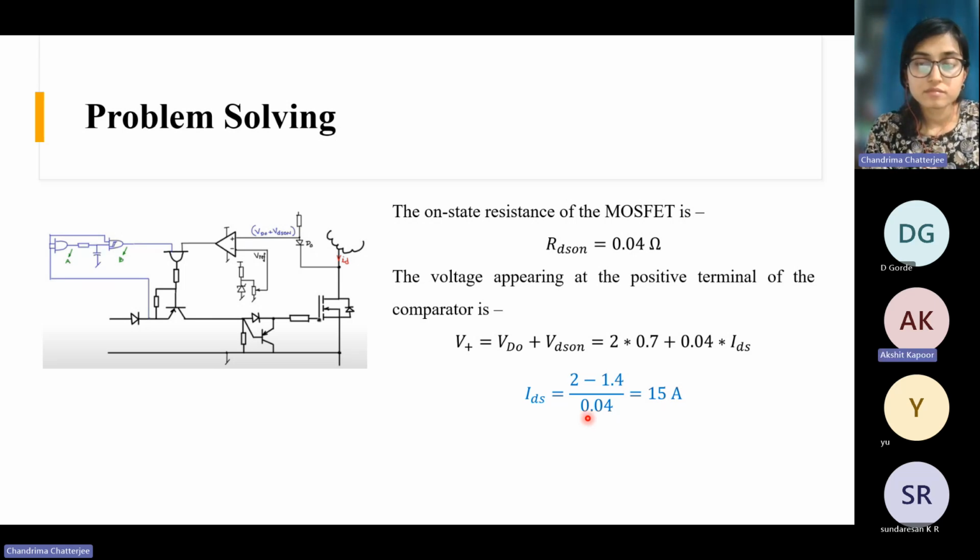Ma'am, why did you say boundary condition? Boundary condition because this is exactly equal to the reference voltage. When this V plus is exactly equal to V minus, that is the boundary condition, right? And if it becomes slightly greater than this, then the output will become high. So this is the boundary condition.